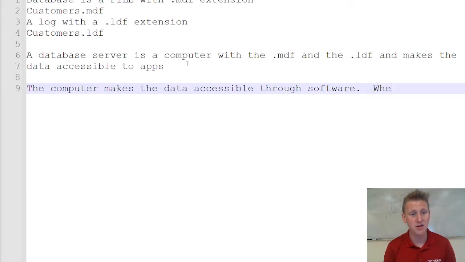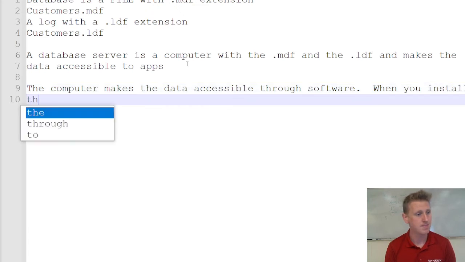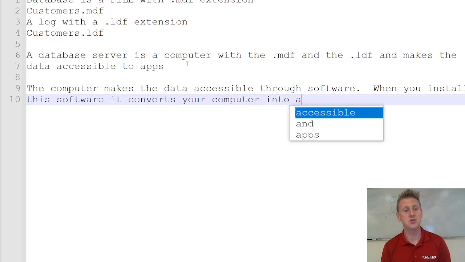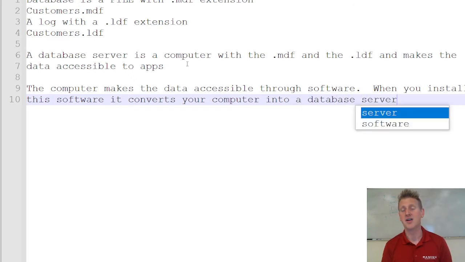When you install this software, I like to think of it as converting your computer into a database server. Like this computer right here on my floor, it's just a Windows computer with Windows 10 on it. I can convert it into what's considered a database server just by putting the right software on it.